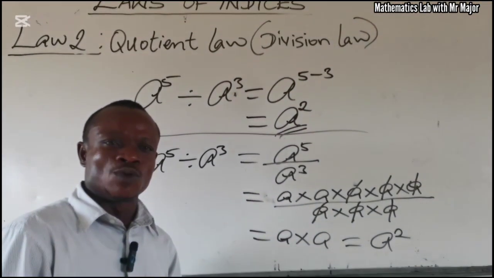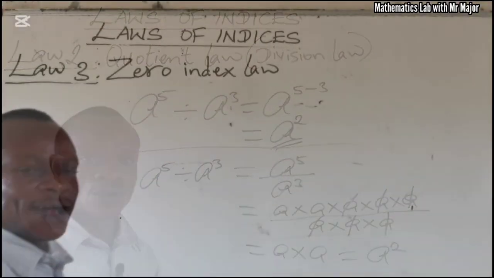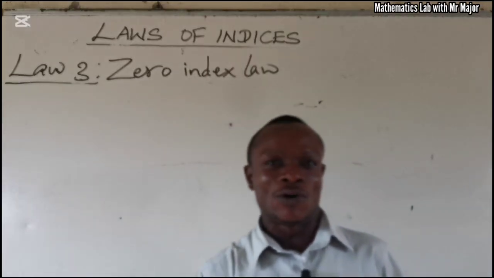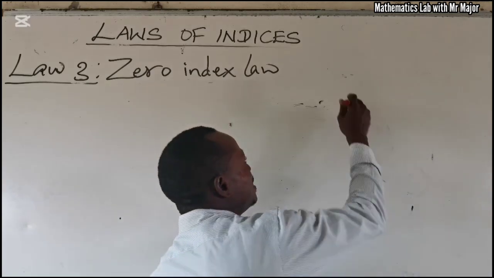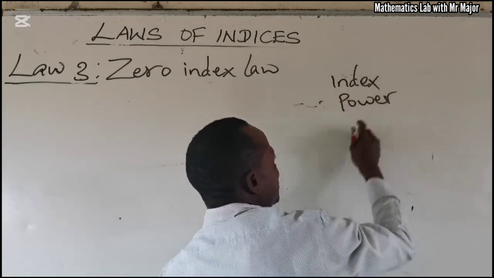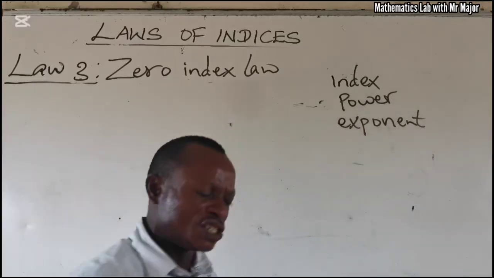We will be looking at some questions, but I want us to finish the first 4 laws. Now, the third law I want us to look at is the zero index law, or you can call it the zero power law. Remember, I told you that another name for index is power, and another name again is exponent. So you can use them interchangeably.